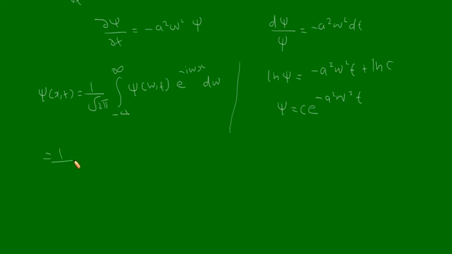Okay, now this will be equal to 1 by root 2 pi integral from minus infinity to infinity. What is psi of omega t? Psi of omega t is equal to, this is our psi of omega t, c e raised to minus a square omega square t. So this will be equal to c e raised to minus a square omega square t, e raised to, now this quantity, minus I omega x d omega.